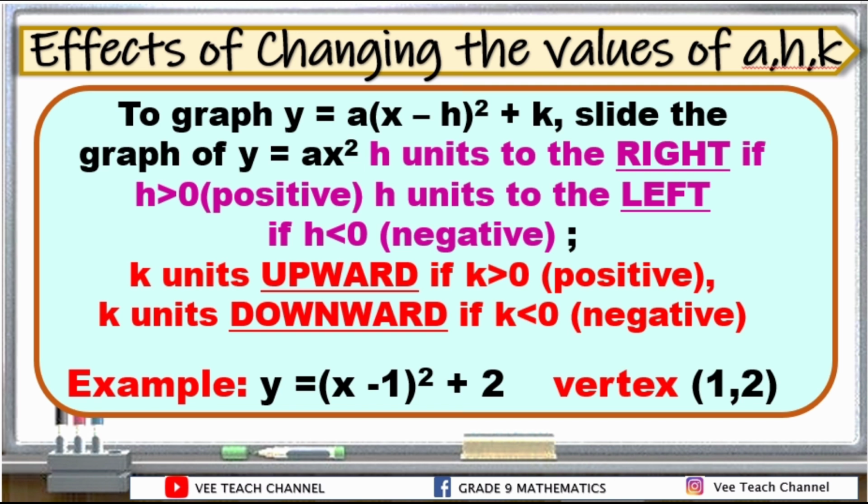Therefore, to graph y is equal to a quantity x minus h squared plus k, slide the graph of y is equal to ax squared, h units to the right if h is greater than 0 or positive, h units to the left if h is less than 0 or negative. K units upward if k is greater than 0 or positive. K units downward if k is less than 0 or negative.